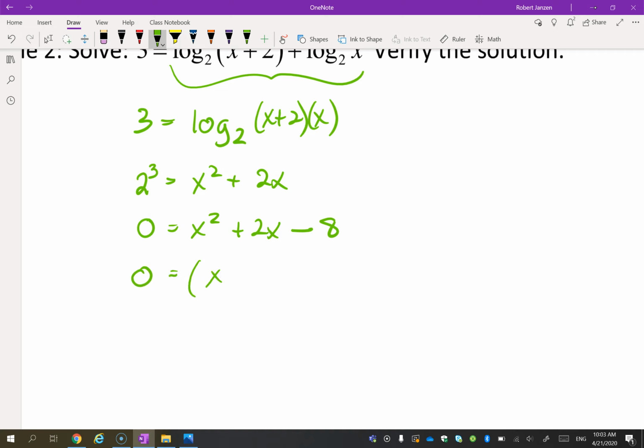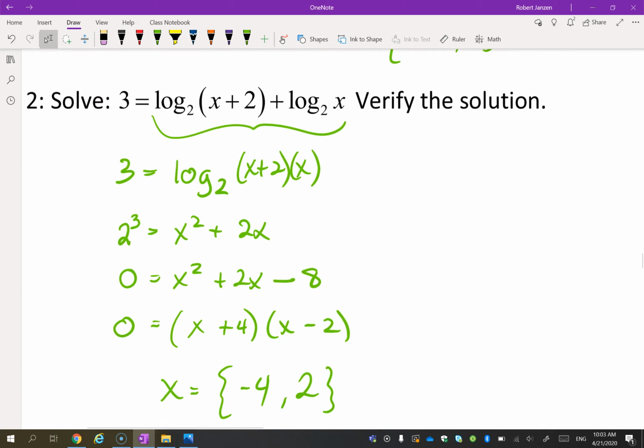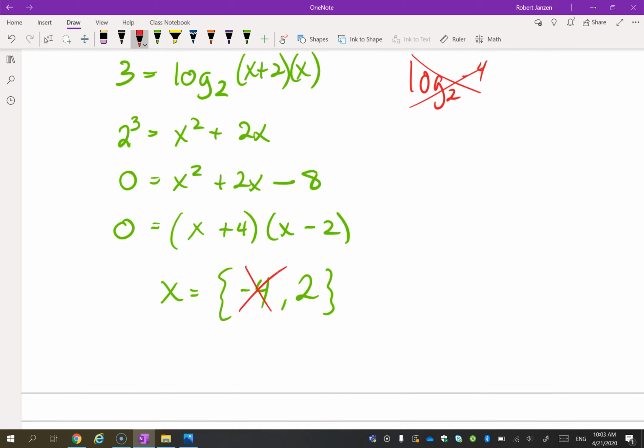And this factors as (x + 4)(x - 2). So x is negative 4 and 2. A quick visual check: is it okay if I put in a negative 4 here? No, because you can't have this. This is no good. Okay, is 2 okay? Yeah, 2's okay. Now, just a quick bit of advice here.